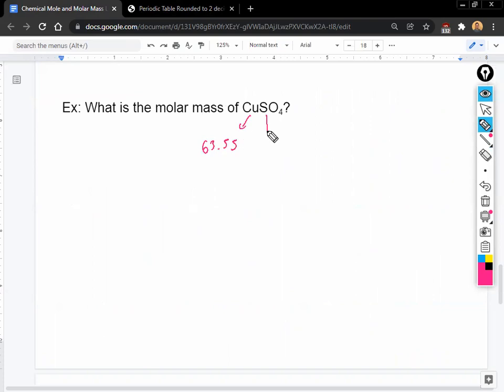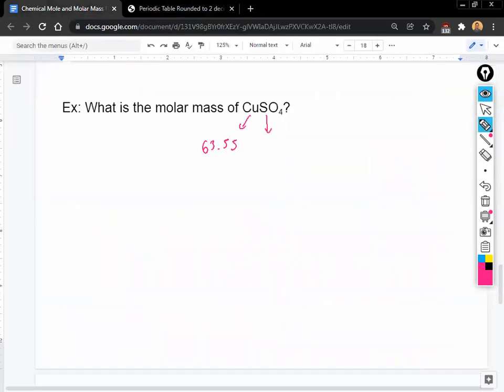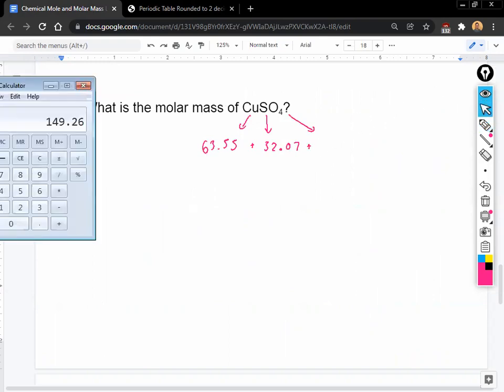What about the molar mass of sulfur? 32.07. Okay, so we're going to add that with 32.07. And then we have 4 oxygens. So if you do oxygen times 4, that's 16 times 4, 64. Okay, 64, good.